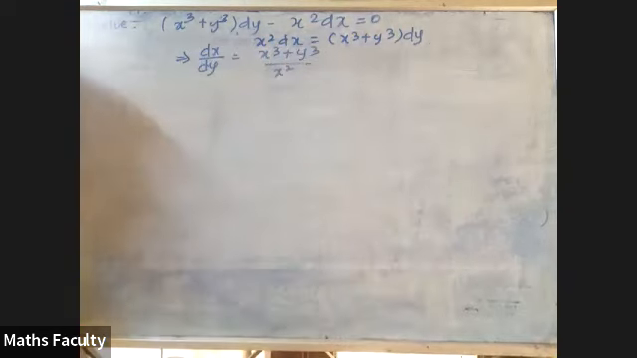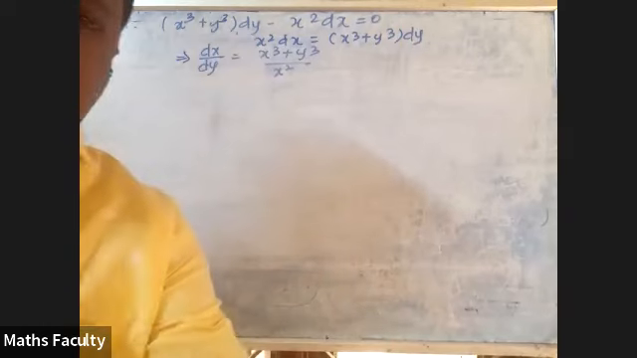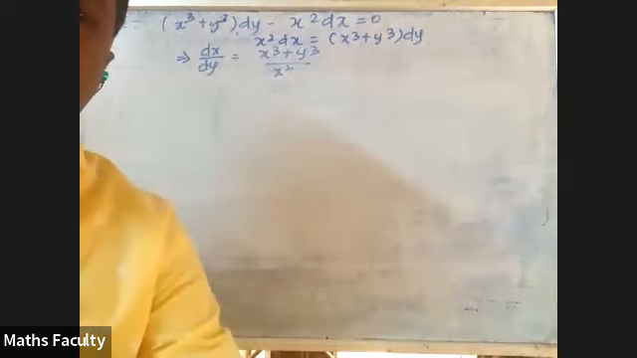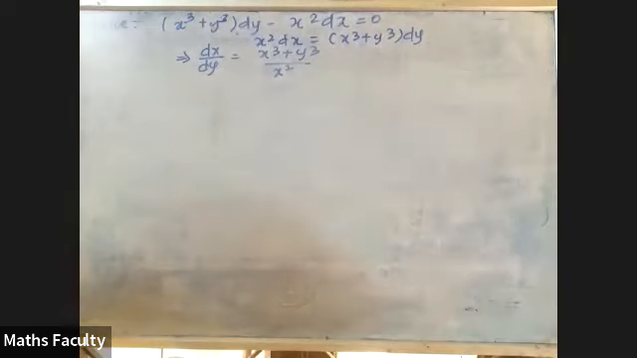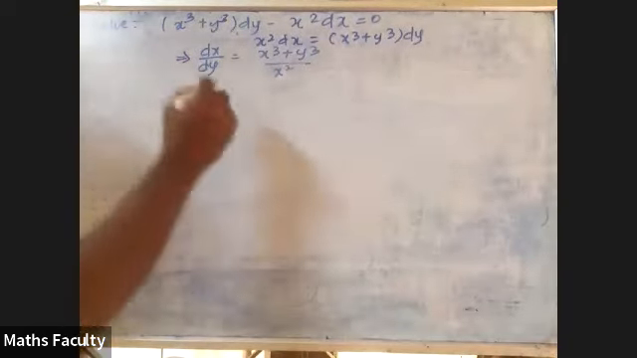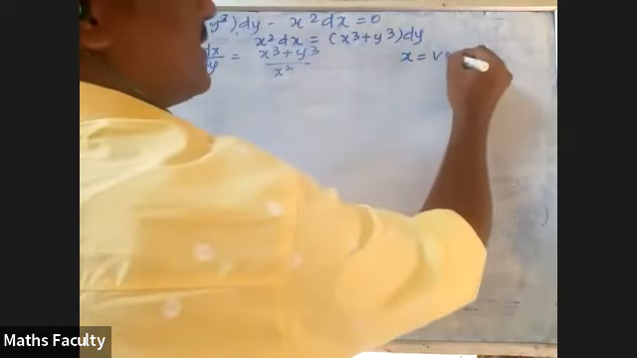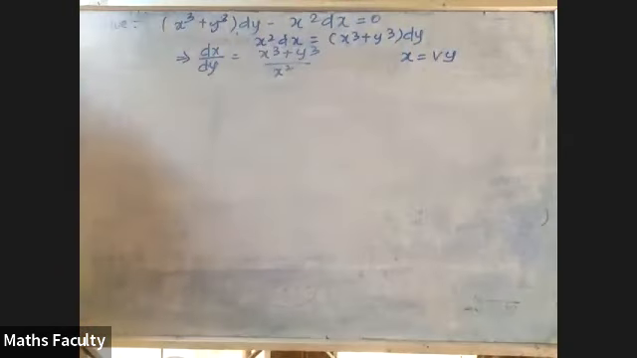Please listen, boys and girls. Are you paying attention? Listen well. Because usually how should it be for us? Usually it is dy by dx. Here we have dx by dy, isn't it? So I can change this as x is equals to vy.